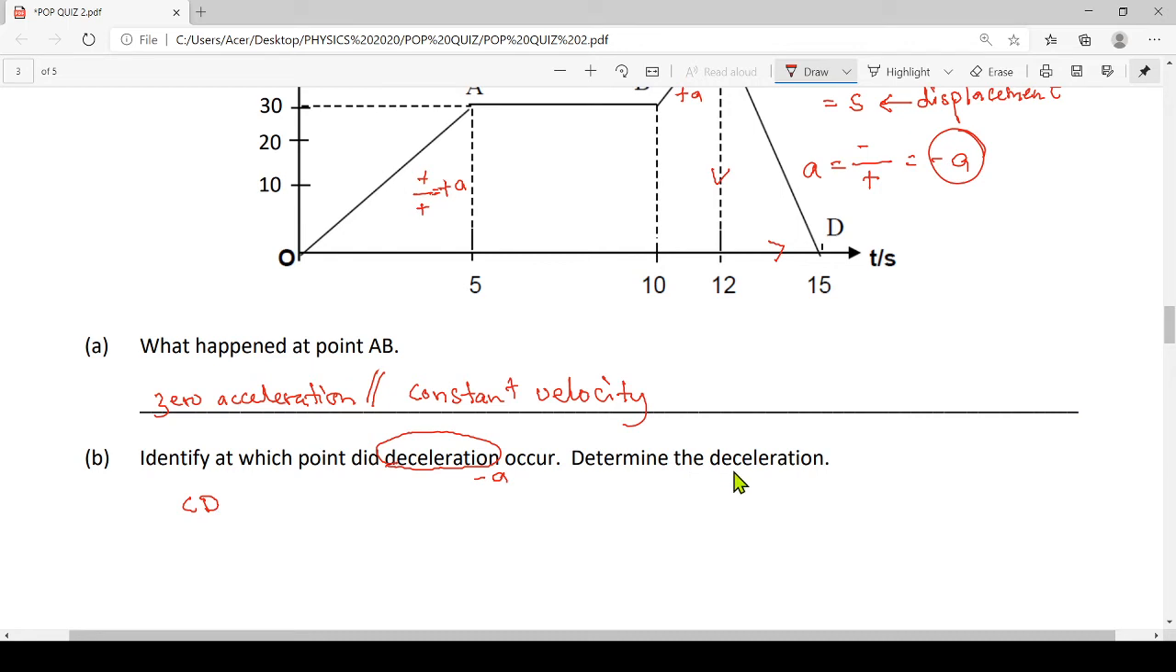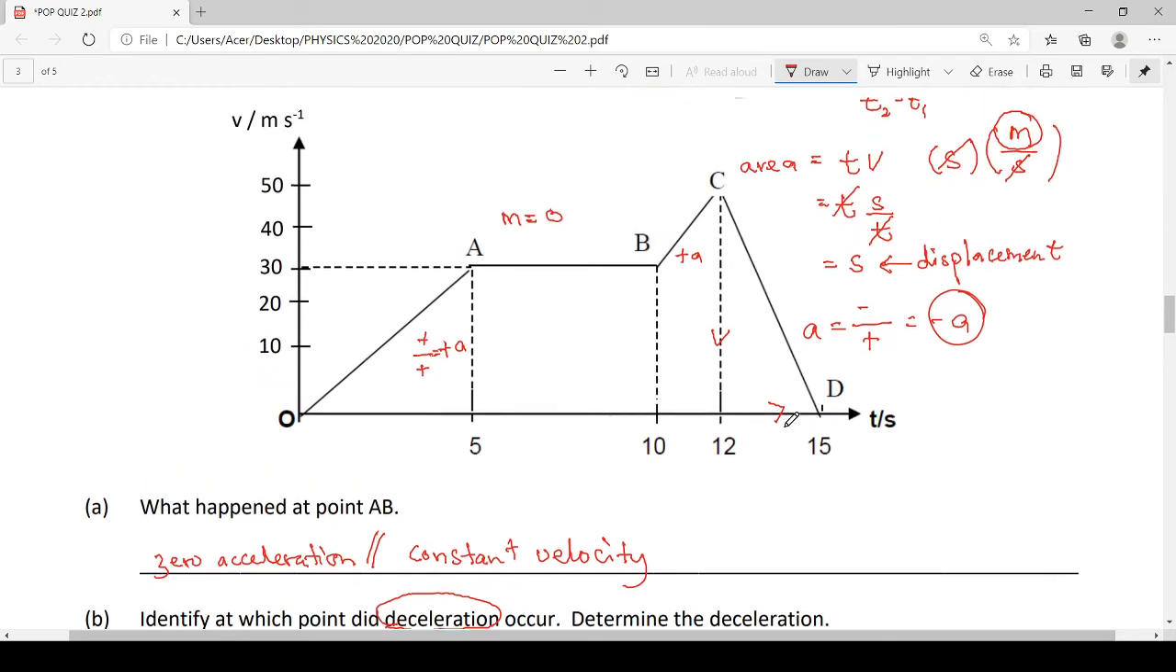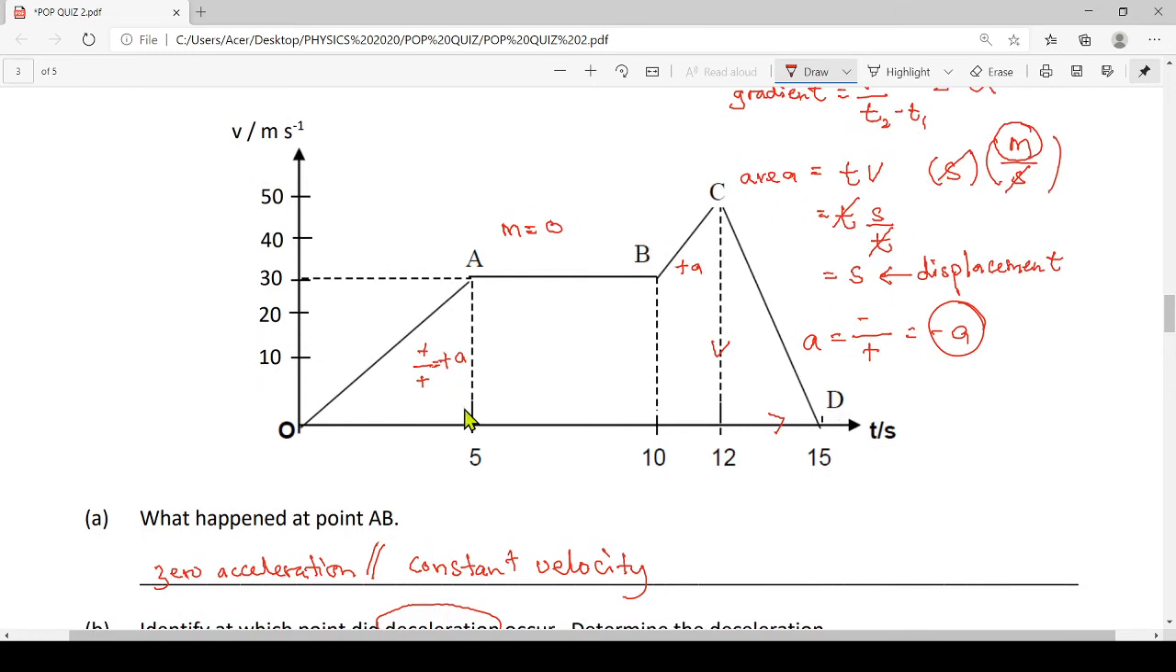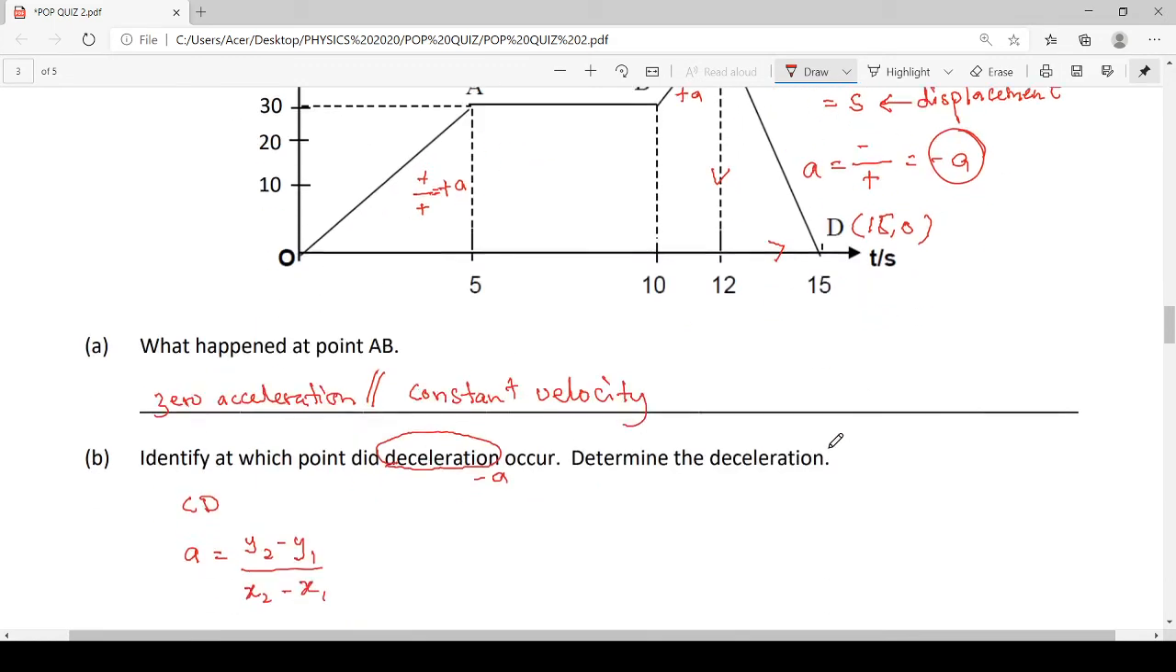And then determine the deceleration. So find the gradient of the graph for the line CD. Alright, so a equal to y2 minus y1 over x2 minus x1, correct? Okay, so let us give the value for the coordinates. The coordinate D is 15, 0. C is 12, 50. Alright, so let's plug in the values.